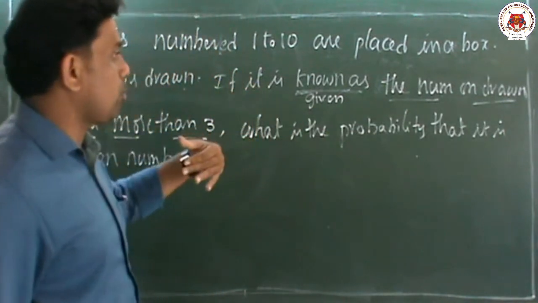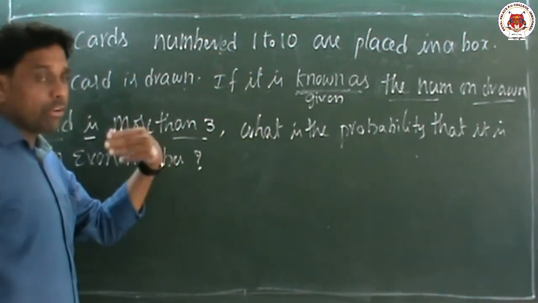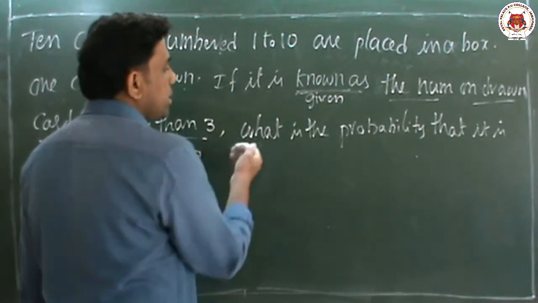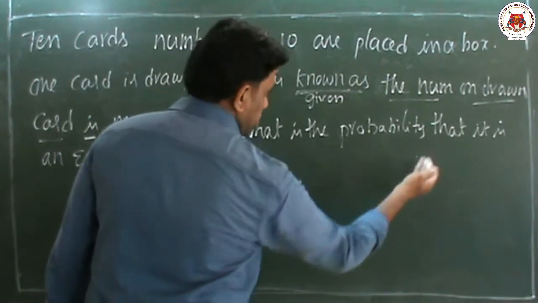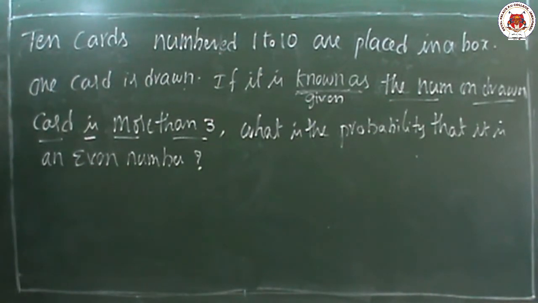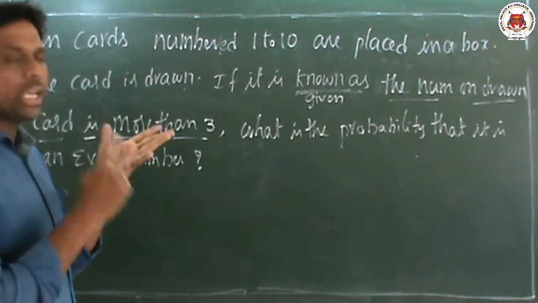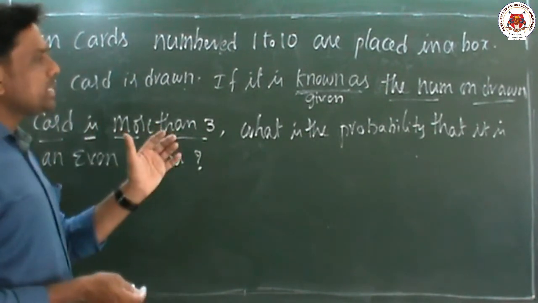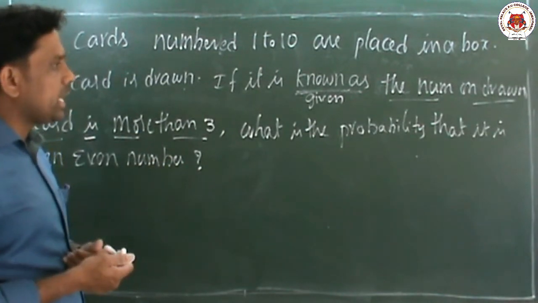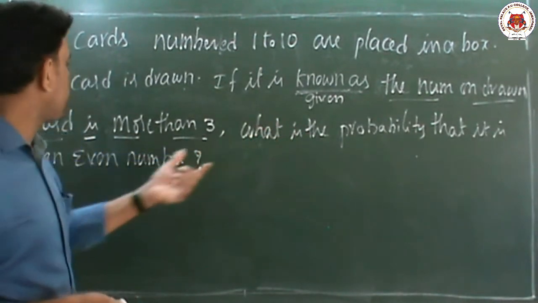Means which one we have to find out, that event is called E. He said what? What do we have to find? What is the probability that it is an even number? So my dear friends, finally here we need only 2 points. What is E? What is F? E means what we have to find. What we have to find is called E.